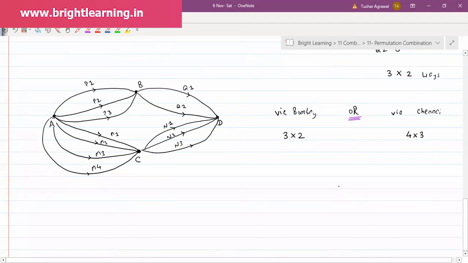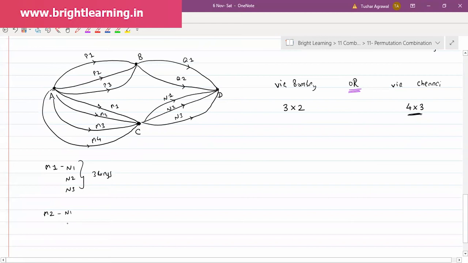Do you agree with me? Is this expression of 4 into 3 clear to everyone? Why did I do 4 multiplied by 3? Just like we did 3 multiplied by 2, here I am doing 4 multiplied by 3. If I fix M1 from Ahmedabad to Chennai, the connecting flight can be taken in 3 ways, N1, N2, N3. So there are 3 ways. If I fix M2 as my first flight, then the next flight again can be N1 or N2 or N3. So there are again 3 ways.